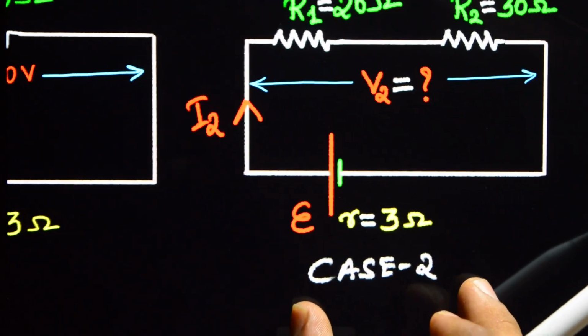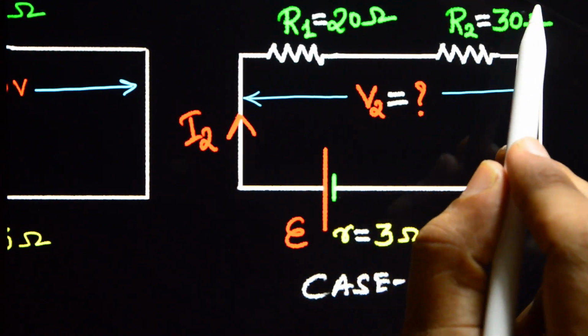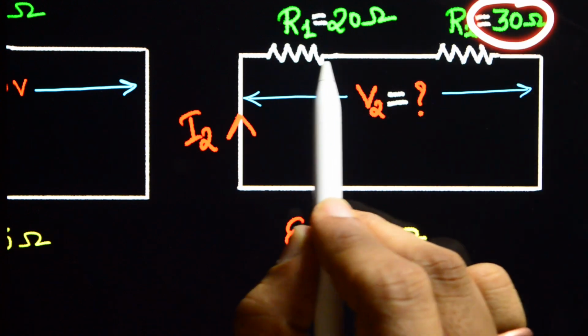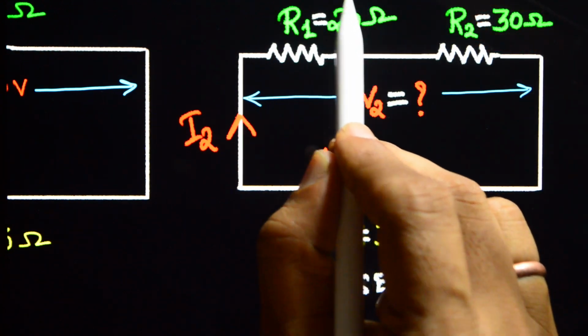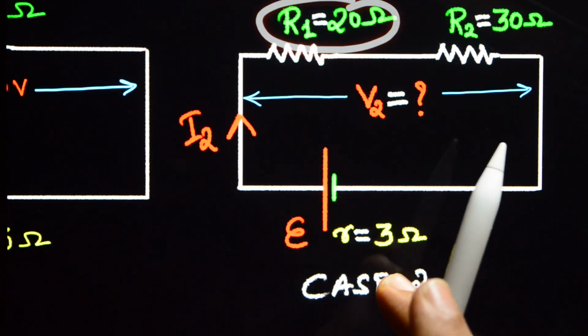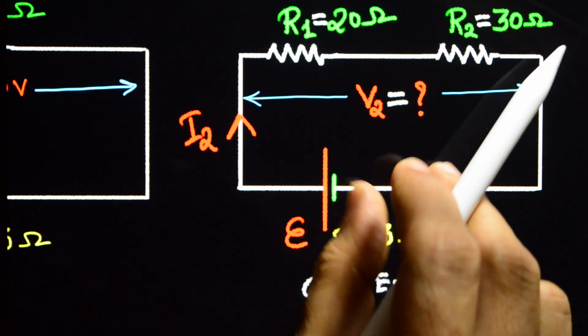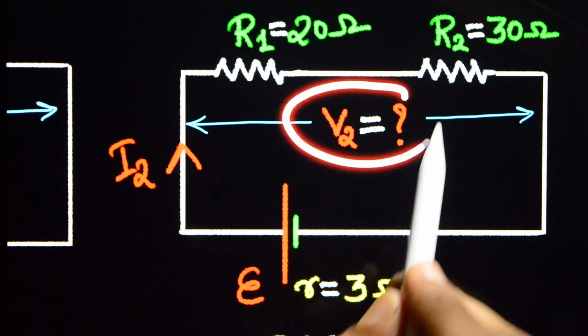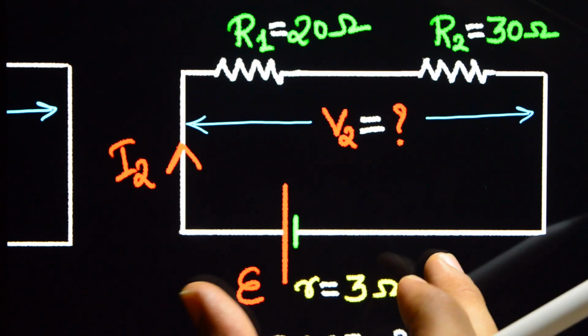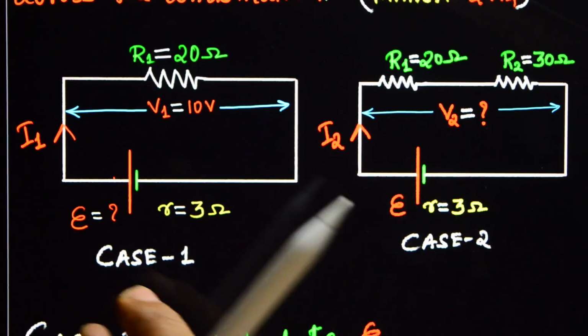Here in the second case, another resistor of 30 ohm is connected in series with the first resistor, that is R1 is equal to 20 ohm. Now here we need to calculate the potential difference across this combination, that is V2 is equal to question mark. Let's find the EMF of the cell first.